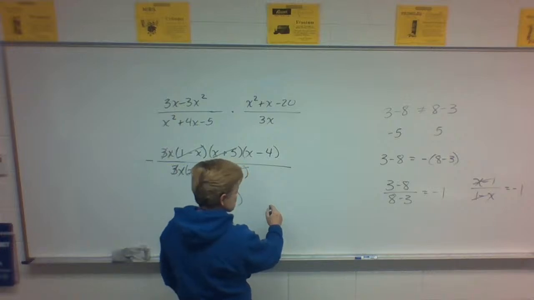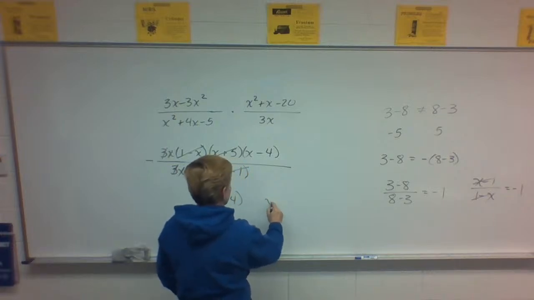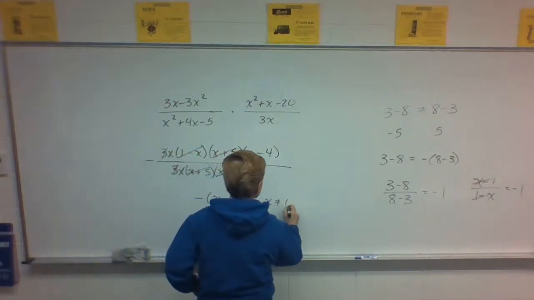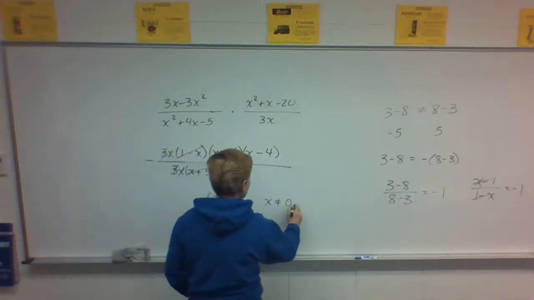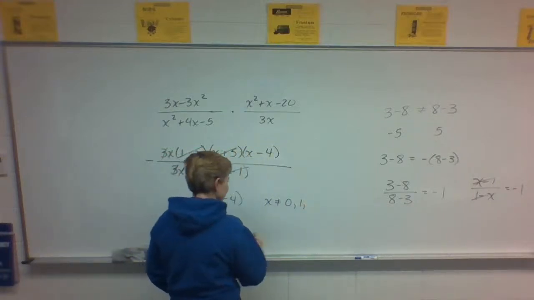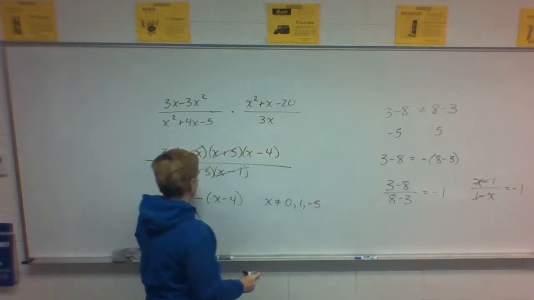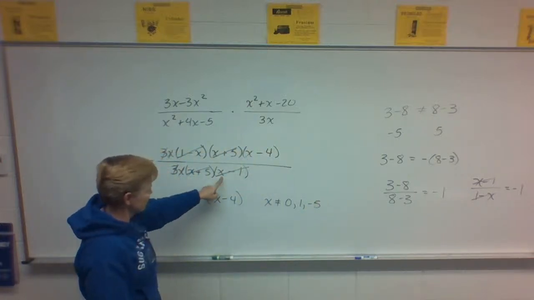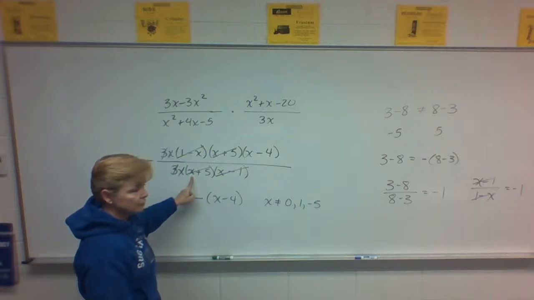X cannot equal 0, or 1, or 5, or negative 5. Look at the ones you canceled. Here's your 0. It can't be 0, can't be 1, can't be negative 5.